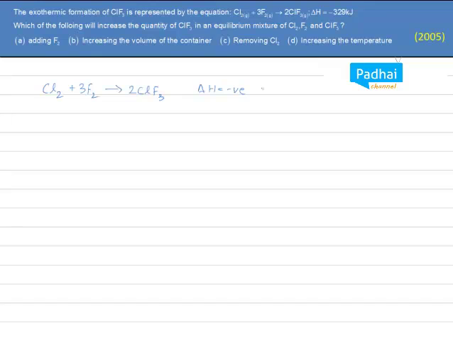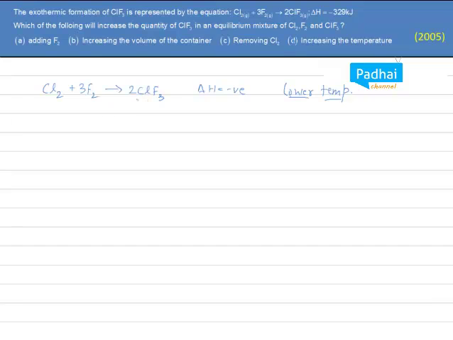ClF3? Now first of all, delta H is given, that means it is an exothermic reaction. For an exothermic reaction, if we have to increase the amount of ClF3, the product, we have to lower the temperature. If we lower the temperature, the reaction moves forward in an exothermic reaction. But if we see the options, there is no such option. It is saying only increasing the temperature, so that option is definitely wrong.